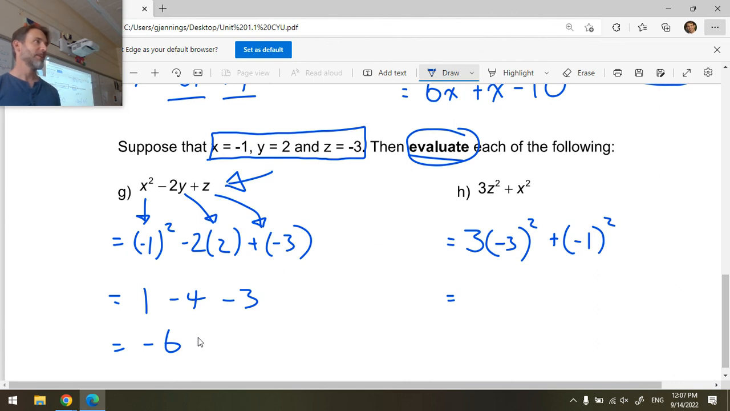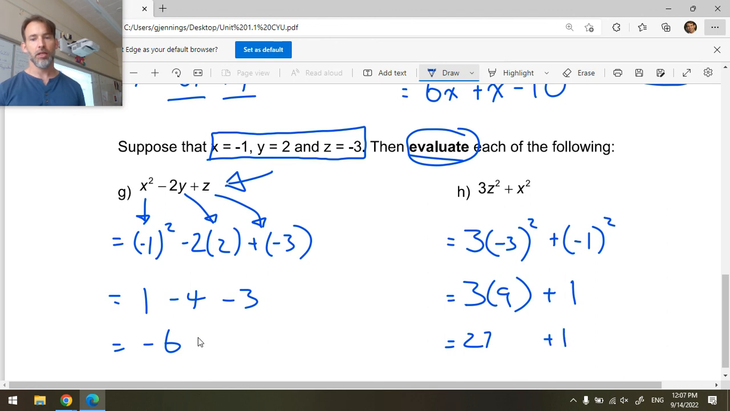Negative 3 squared. Let's check my parabola. I go to the negative 3 and I go up to 9. Negative 3 times negative 3, positive 9. So 3 times 9, negative times a negative is a positive, plus 1 squared. Well, negative 1 times negative 1 is positive 1. Okay, 3 times 9, 27, plus 1. Do Bedmas, so do the multiplication first, and then 28 is done, final answer.